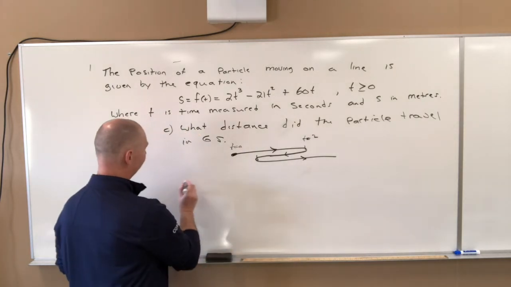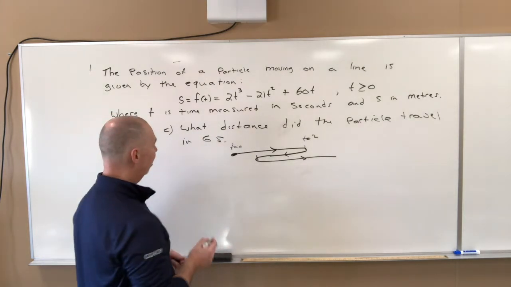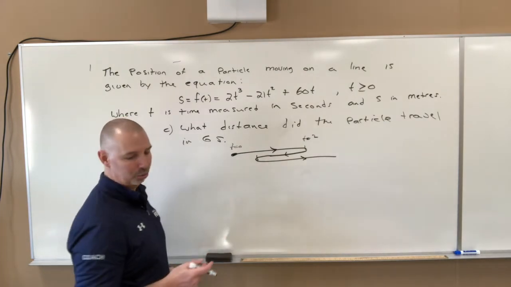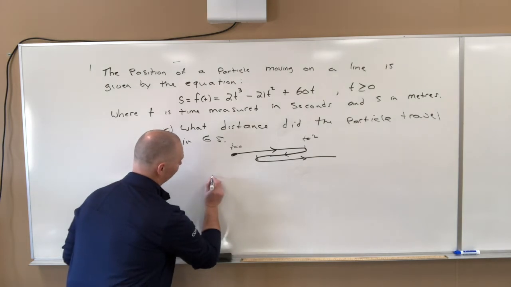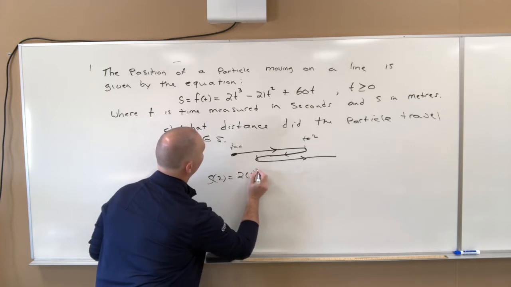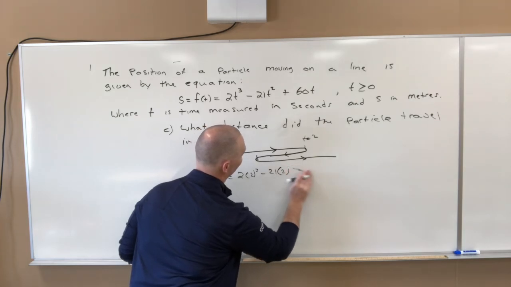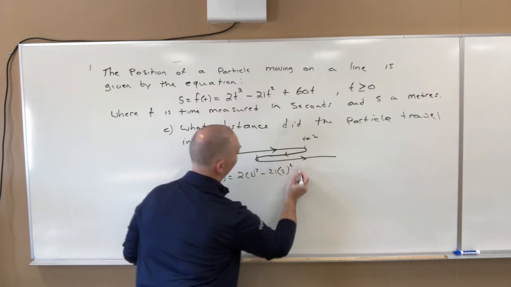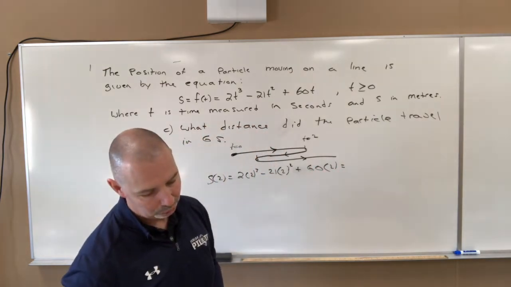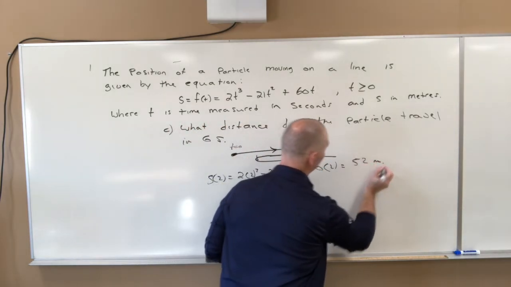And for that, we can simply do f of 2. Put t equals 2 into the function and we will get the distance, because at this point, the distance and the displacement are the same. So if we do that, we get s of 2 equals negative 2 squared plus 60 times 2. And if we do that, we will get a distance or a displacement of 52 meters.